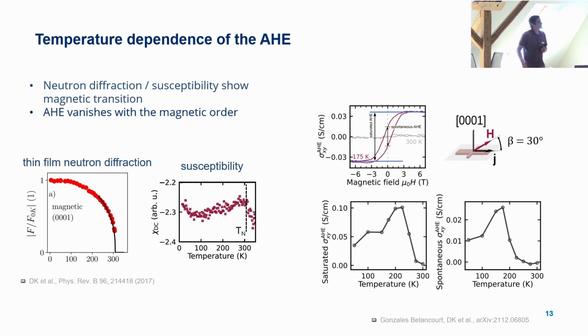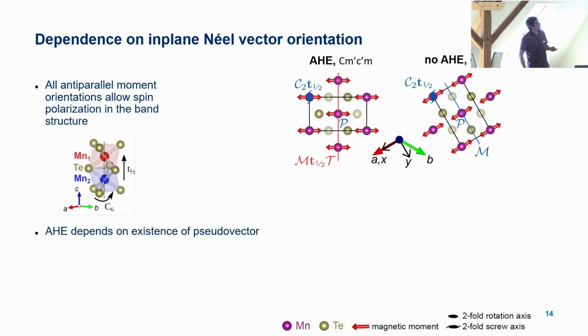We did a few sanity checks to check that this signal is really related to our manganese telluride. We know from neutron diffraction on the thin films and from susceptibility measurements where the transition temperature is, which is like in the bulk around 300 Kelvin, and the observed anomalous Hall conductivity also vanishes when we approach this 300 Kelvin, as it has to when it is related to the magnetic order in the manganese telluride.